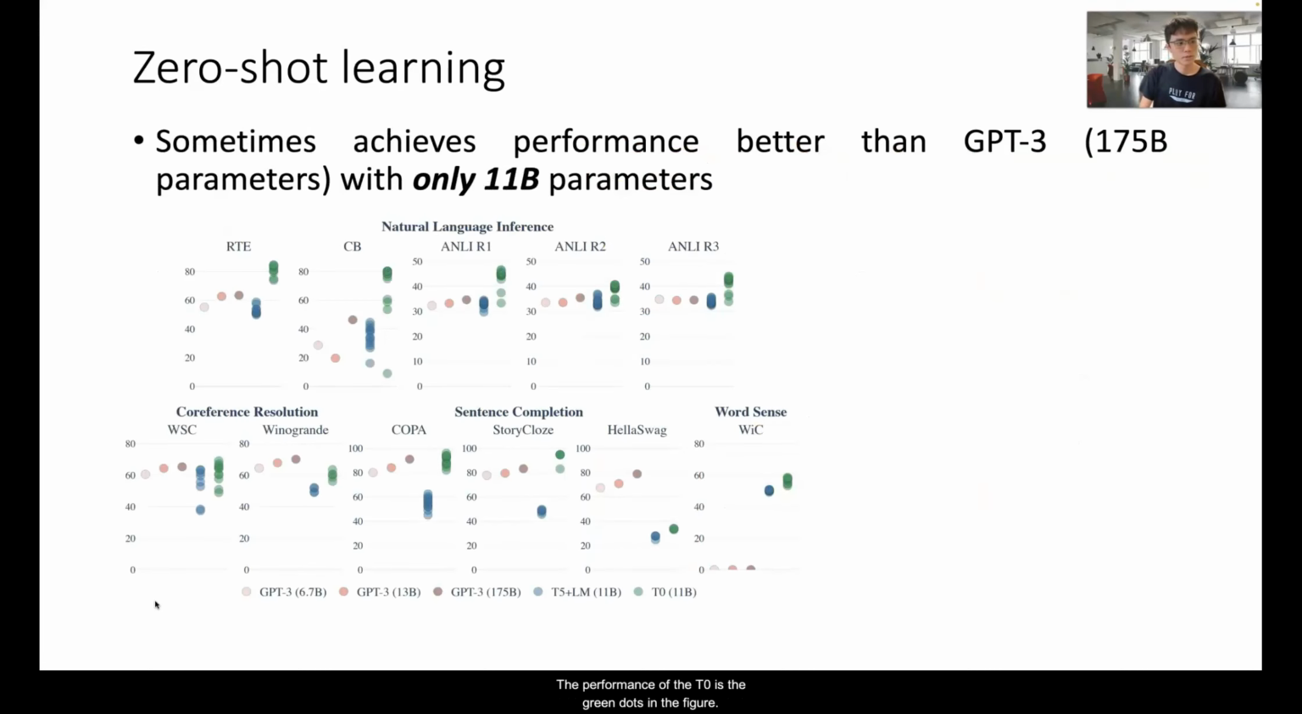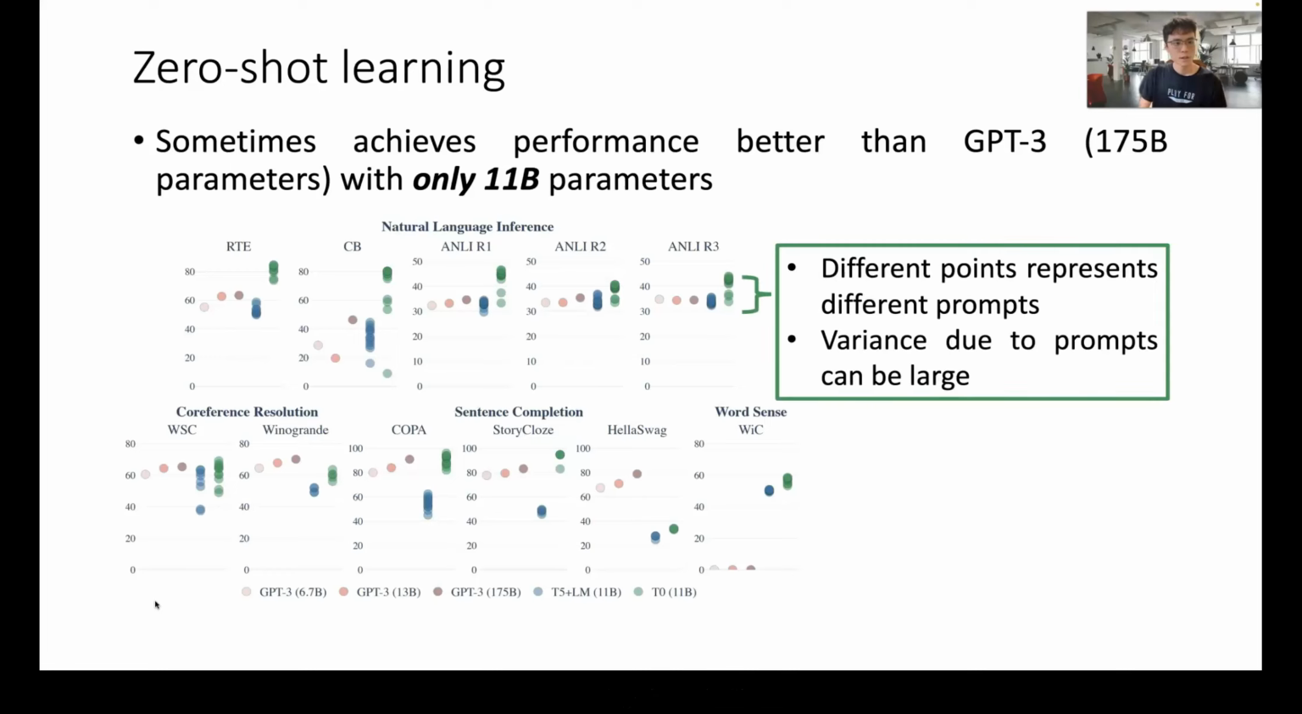The performance of the T0 is the green dots in the figure, and different dots represent different prompt templates used in zero-shot inference. One can also see that the variance due to different prompt templates is quite large, meaning that how to select the prompt is critical to the zero-shot performance.